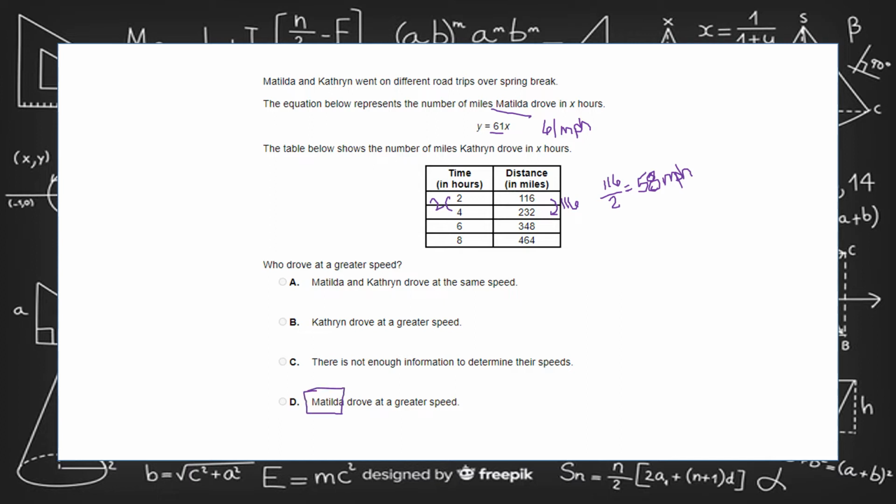You could also plug in numbers and say, okay, after 4 hours, we know that Catherine drove 232. You could plug that into the equation they gave you. And Y would equal 244 miles. So you can tell that that is a longer distance than Catherine drove. So Matilda must have driven faster.